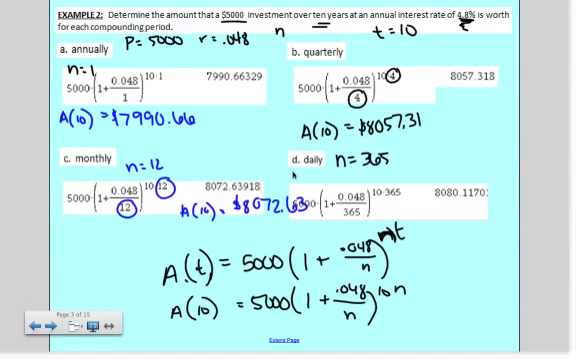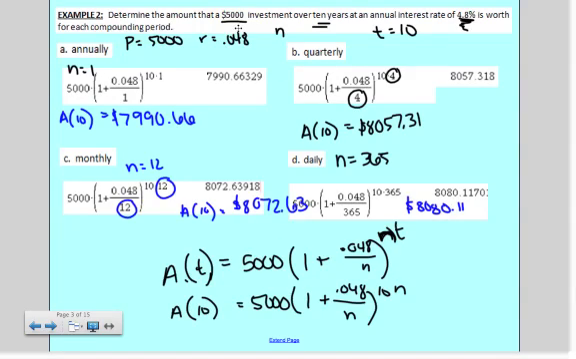So here we go. What we've got is 5,000 times 1 plus, with 365 in the denominator now. So the amount we have in our bank after 10 years is $8,080.11.